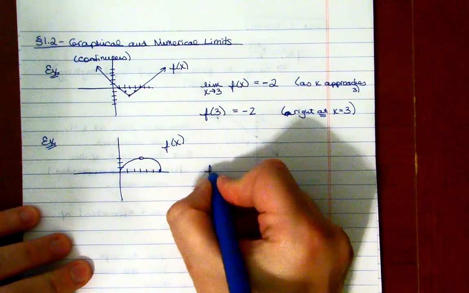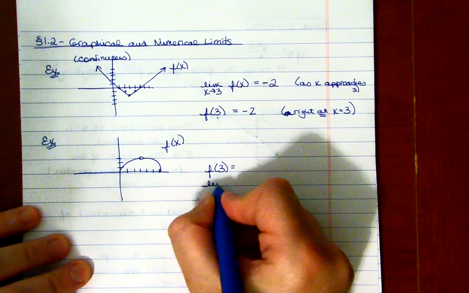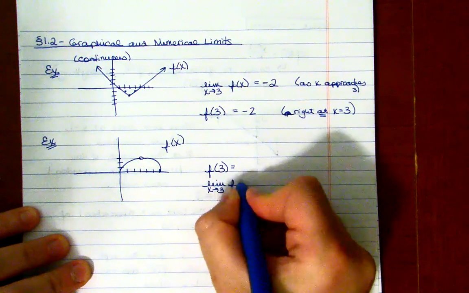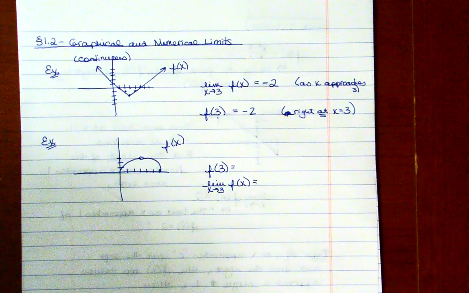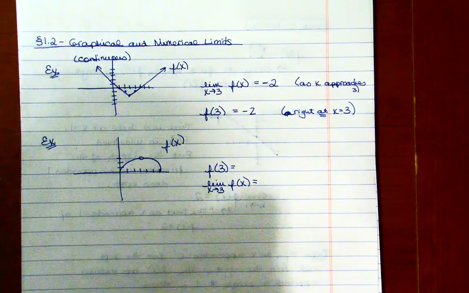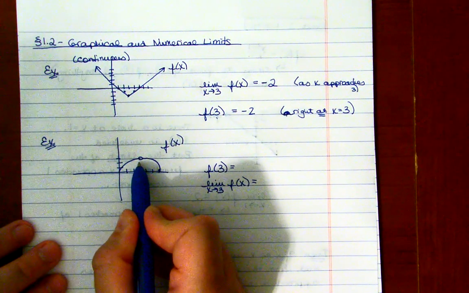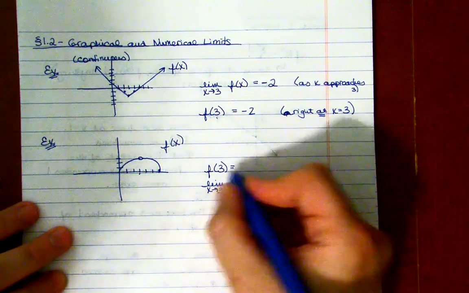Switch the order this time. I'm first going to try to find f of 3, and then I want to find the limit as x approaches 3 of f of x. F of 3 is asking the question, right at x equals 3, what's the y value on the graph? And what is it? Hopefully you realized it's undefined.